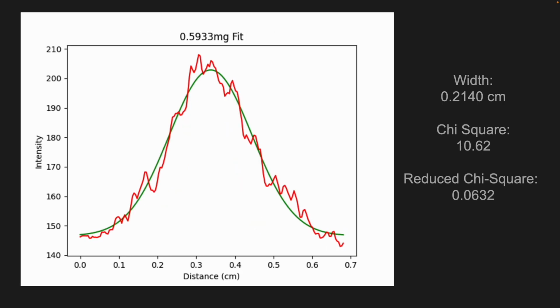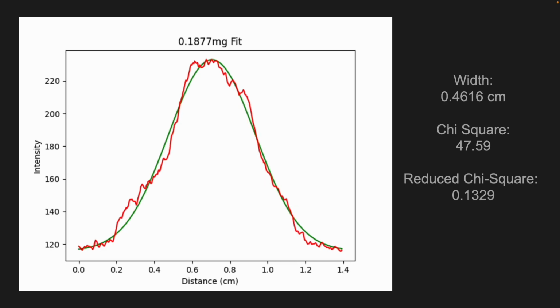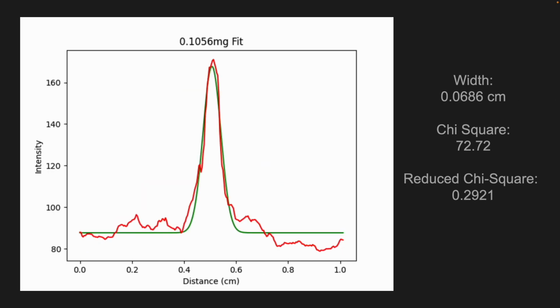And here is curdled milk with a less intense citric acid solution. And even less intense with an even larger beam width. And finally, the milk stopped curdling when it reached this concentration of citric acid.